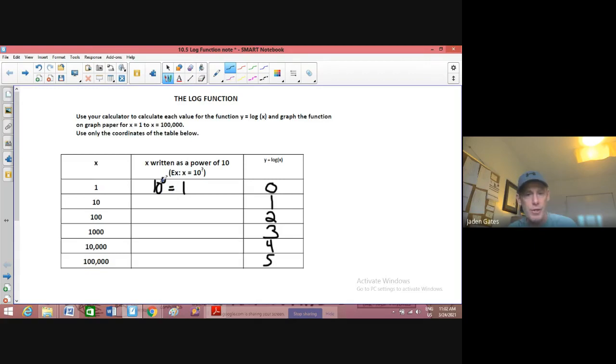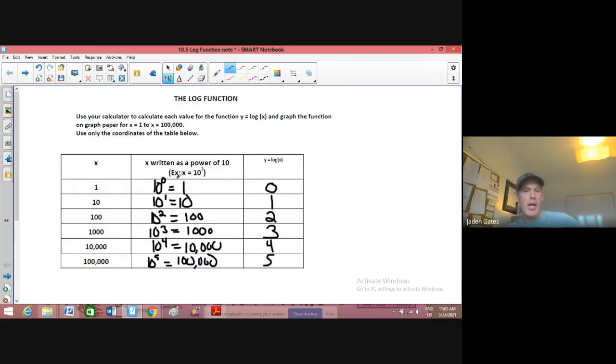So 10 to the power of 0 equals 1, so that's why we have a 0. 10 to the power of 1 equals 10, so the exponent of 1 is what we're looking at. I can keep going here. 10 squared is equal to 100. 10 to the power of 3 is equal to 1,000. 10 to the power of 4, that's where I get my 10,000. And lastly, 10 to the power of 5 is equal to 100,000.